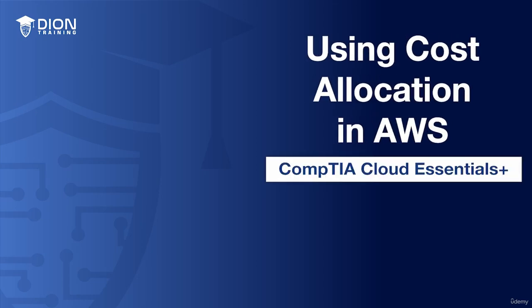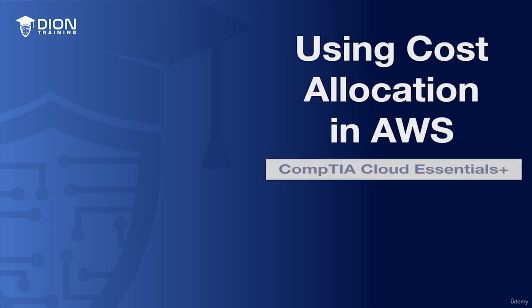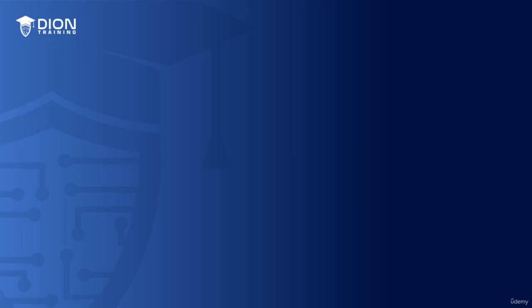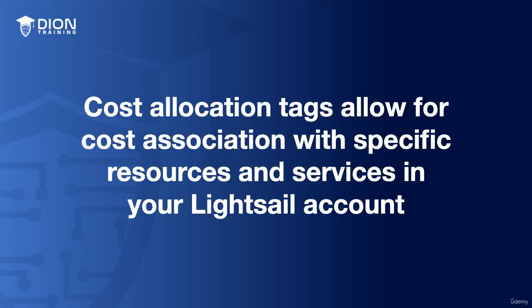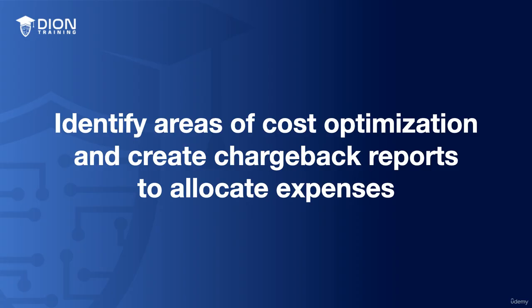Hi. So in this demonstration, we will explore the use of cost allocation tags and chargebacks in AWS Lightsail. Cost allocation tags allow you to associate costs with specific resources and services in your Lightsail account, and it makes it easy to track and allocate expenses. By applying the tags to your Lightsail resources, you can identify areas of cost optimization and create chargeback reports to allocate expenses to the relevant teams or departments. This demonstration will show you how to set up cost allocation tags, apply them to Lightsail resources, and generate chargeback reports based on usage and cost data.